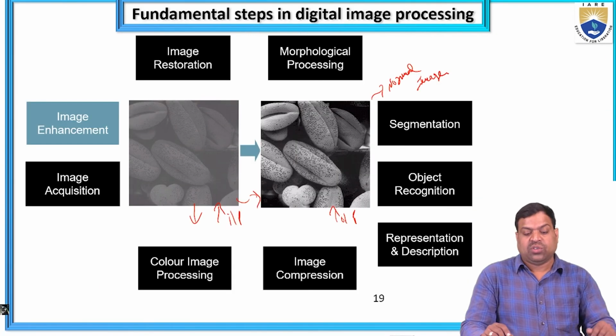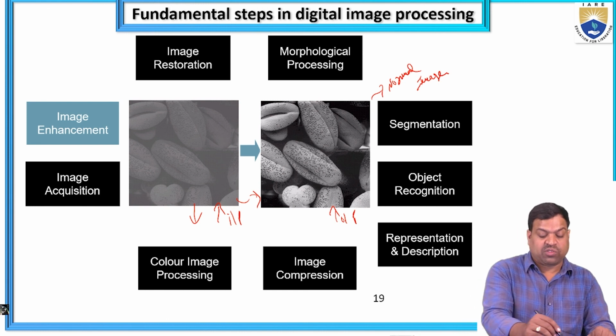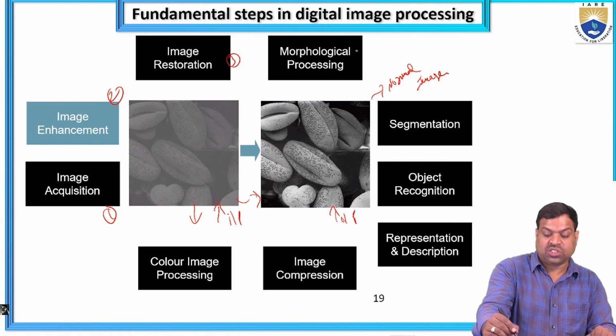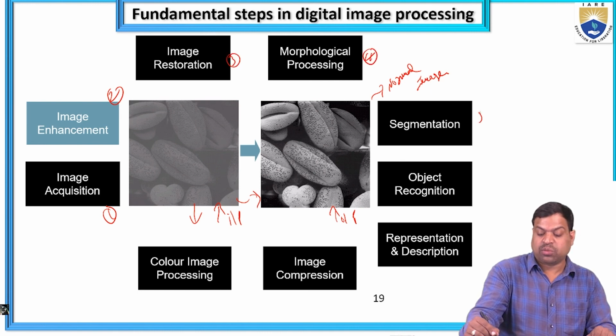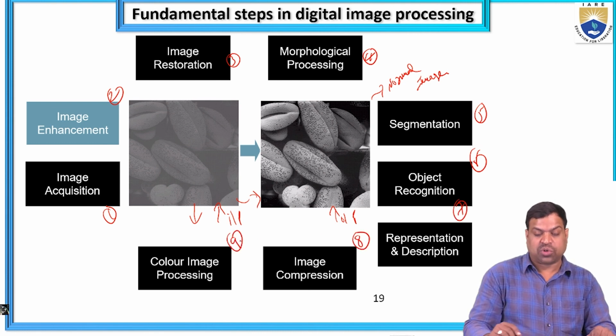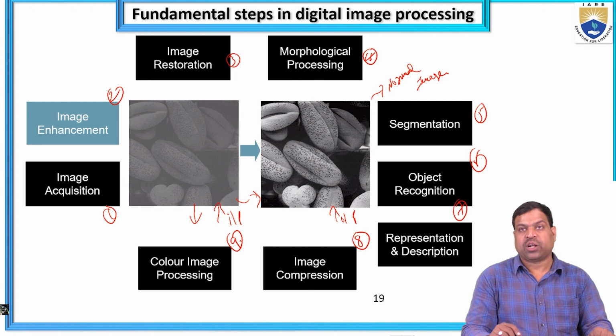So these are the fundamental steps in digital image processing: image acquisition, image enhancement, image restoration, morphological processing, segmentation, object recognition, representation and description, image compression, and color image processing. These are the fundamental steps in digital image processing.